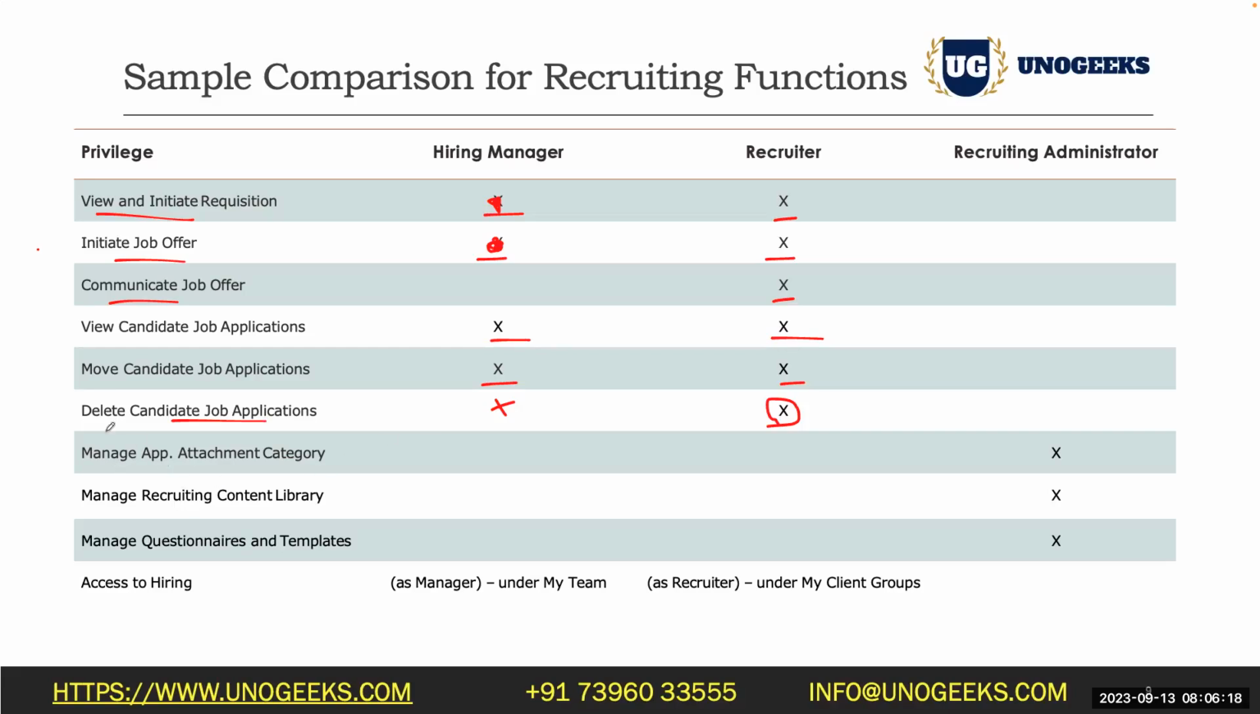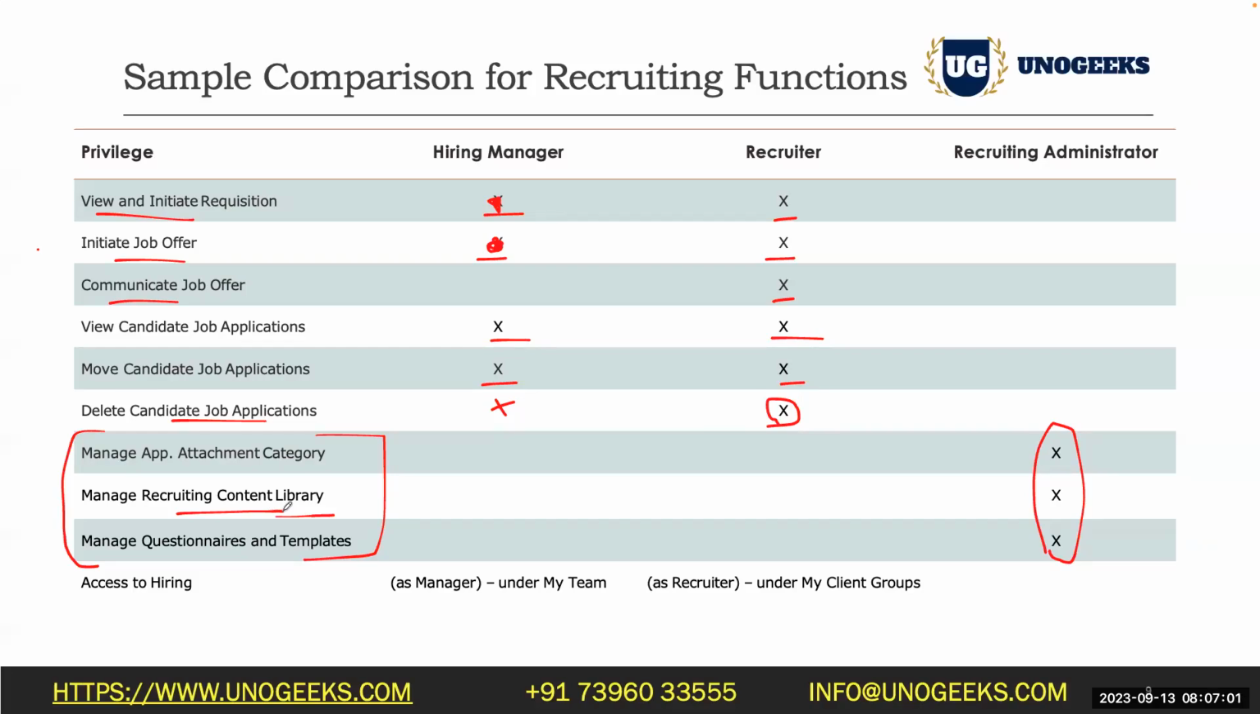And then we have the setup related ones: the content library, questionnaire templates, all those things can be done by the recruiting administrators alone. Okay. So we have something called content library. This is a common request which I have received from many customers. The content library is the place where we define all the contents used in all the candidate communications. Any communication which you want to send to the candidates will be configured in the content library. So some customers ask, Ravi, if there is any change in the content or if we want to create new content, then only the recruiting administrator can do it.